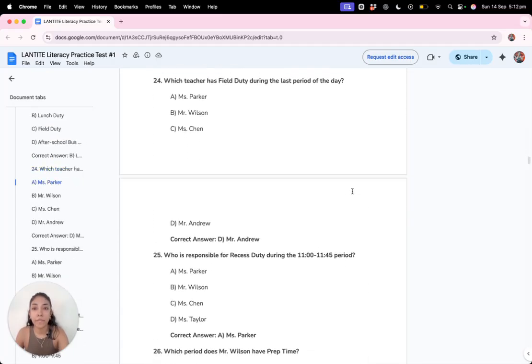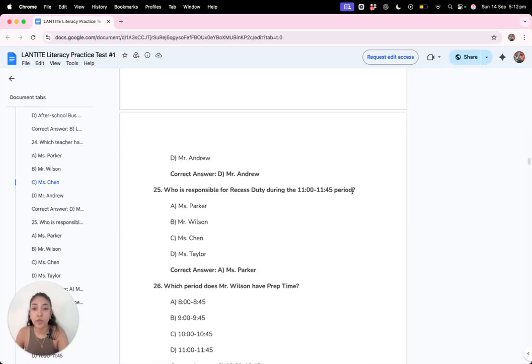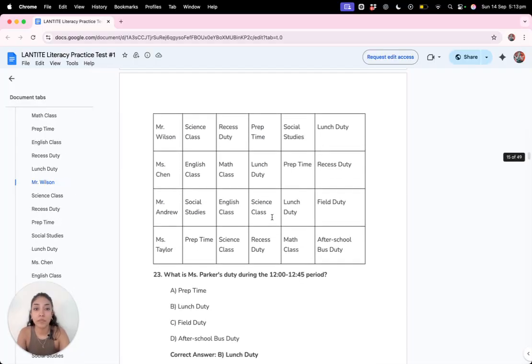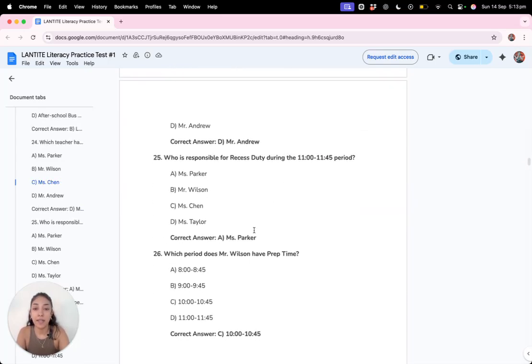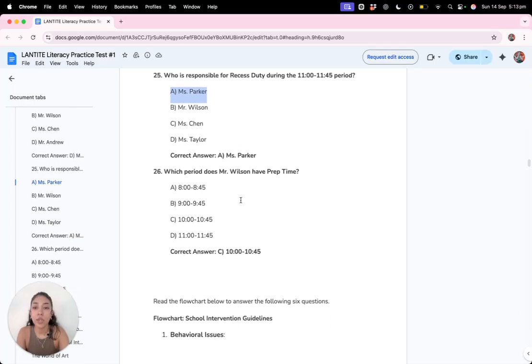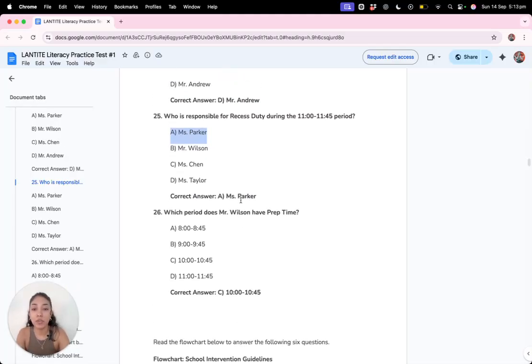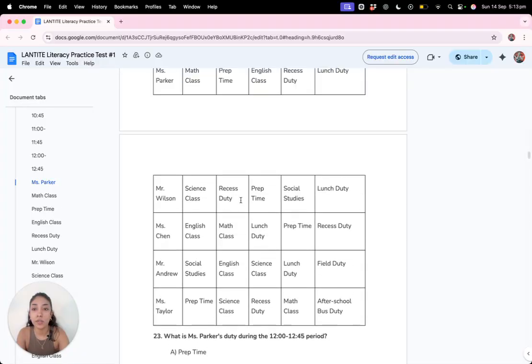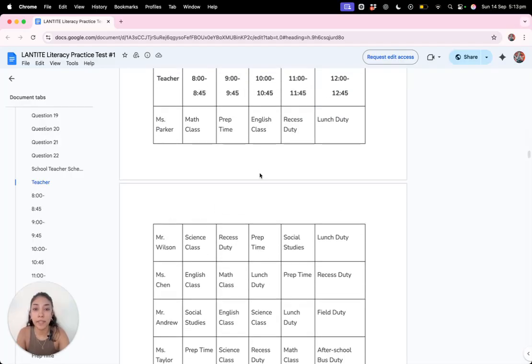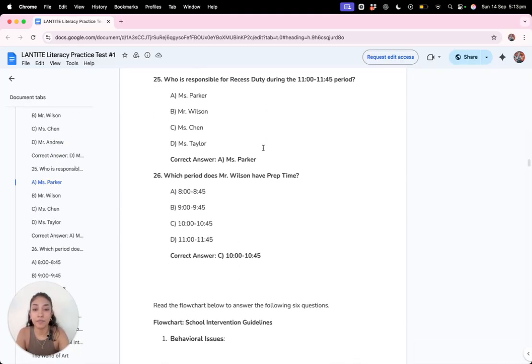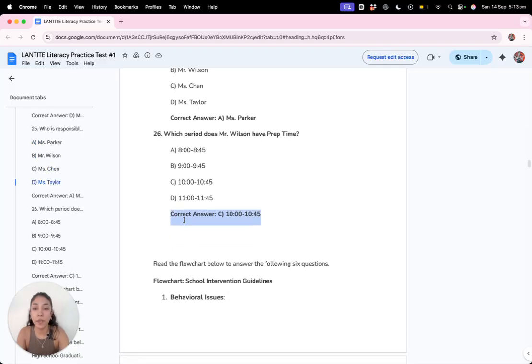Right? And then we've got 25. Who was responsible for recess duty during the time 11 to 11:45 period? 11:45, recess duty. It is Miss Parker. So, A here. 26, which period does Mr. Wilson have prep time? And if we have a look, Mr. Wilson, where is he, Mr. Wilson? Prep time here, 10 to 10:45. So again, pretty straightforward with that one.